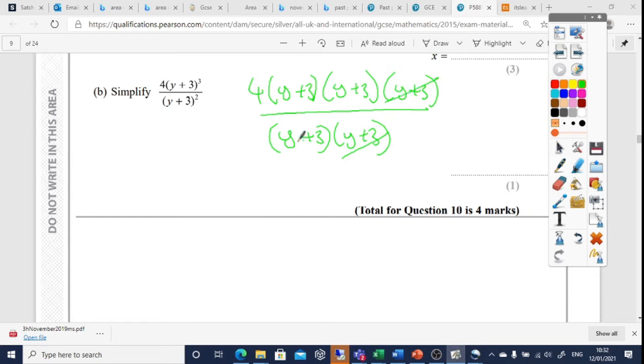So if I do 1 from the bottom, 1 from the top, 1 from the bottom, 1 from the top, I'm left with 4 brackets y plus 3. Now if you want to expand it, you can, to make it 4y plus 12, or you can leave it as 4 brackets y plus 3. They're both acceptable.